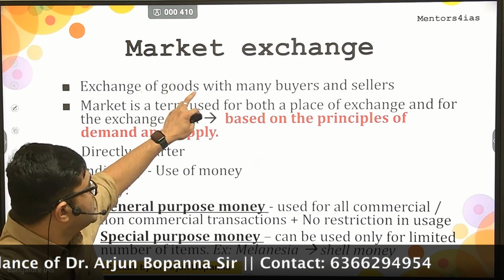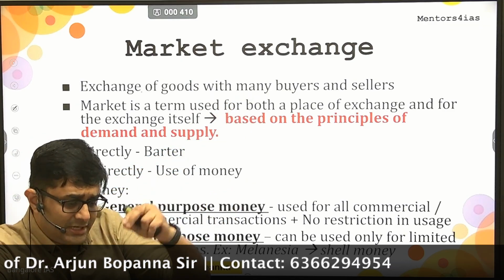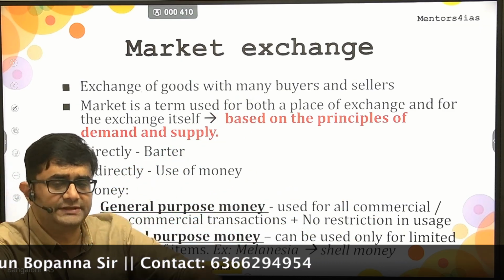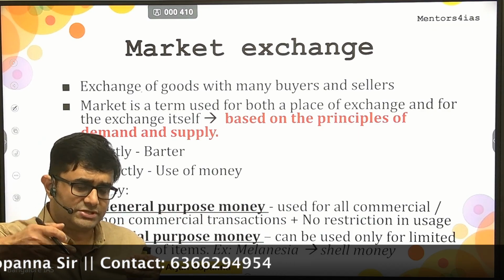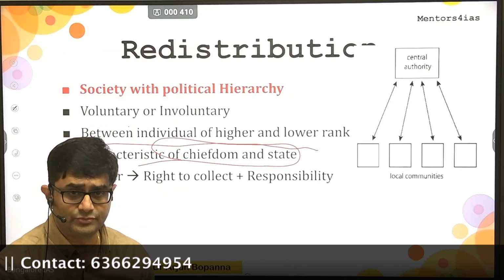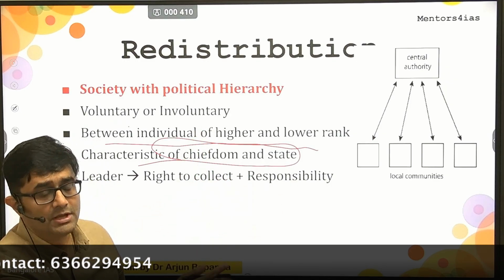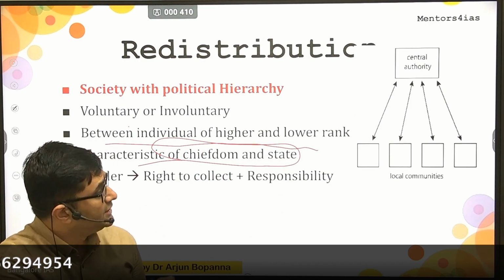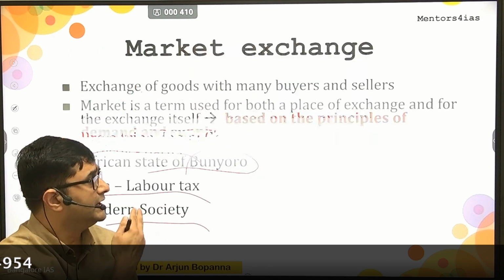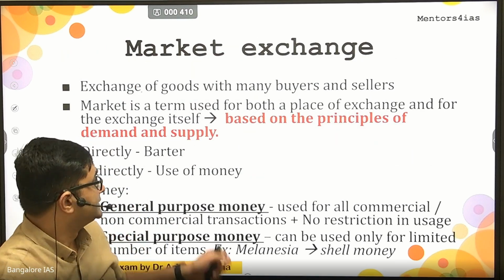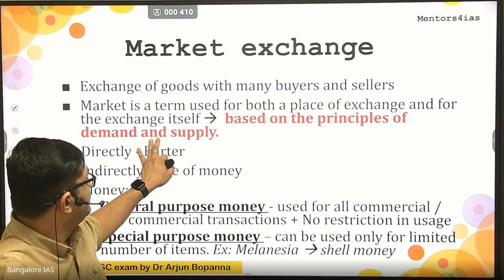So here, exchange of goods happens between an individual and many sellers and many buyers, right? So it's not between two individuals. Here you have multiple individuals. Even in reciprocity also, redistribution also, there are many agents involved. Whereas reciprocity is between two people, two units. Here there are multiple units. Similarly, in market also there are multiple units, multiple buyers, multiple sellers, right? It is based on the principle of demand and supply.